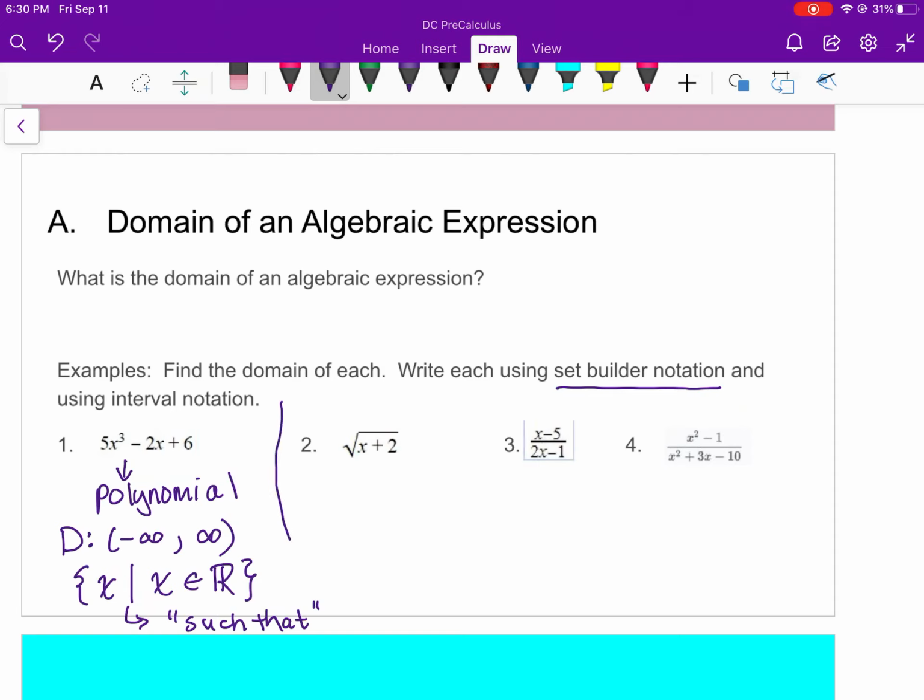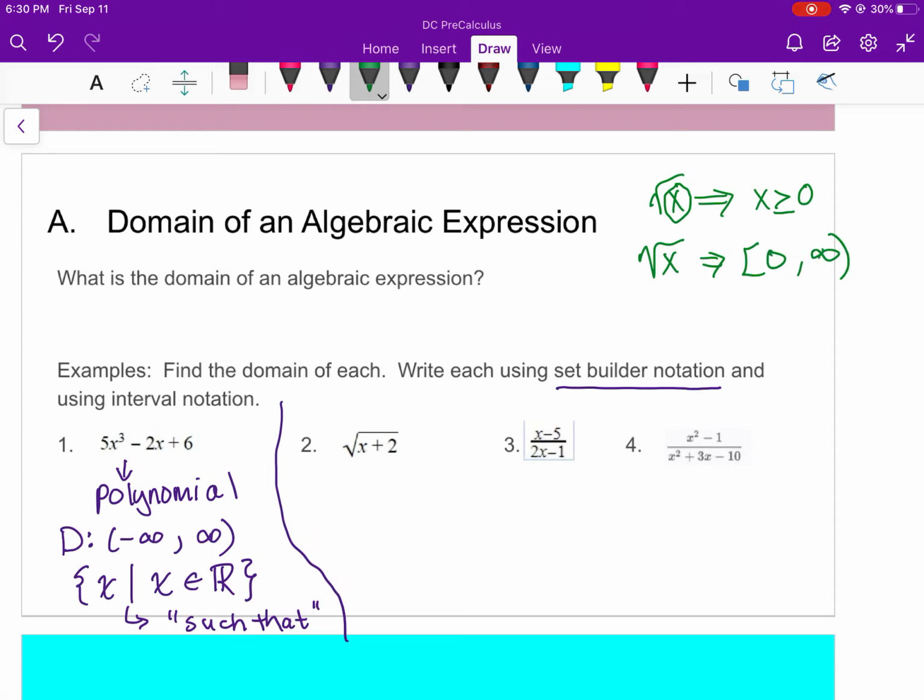For number 2, I want you to think along the lines of, if I had the square root of x, I have to stay in the real number system. So that tells me that whatever's under the radical, which is x, has to stay positive or 0. So the domain for the square root of x is 0 to infinity.